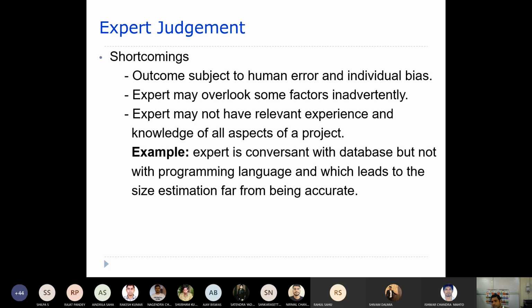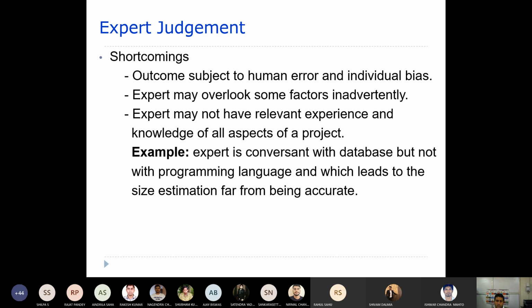The expert may overlook some factors inadvertently. He may miss out certain factors, so he may not have gone through all of the factors. As a result, the estimations he gives may not be accurate all the time, right? The expert may not have relevant experience and knowledge of all aspects of the project. That is what we say.